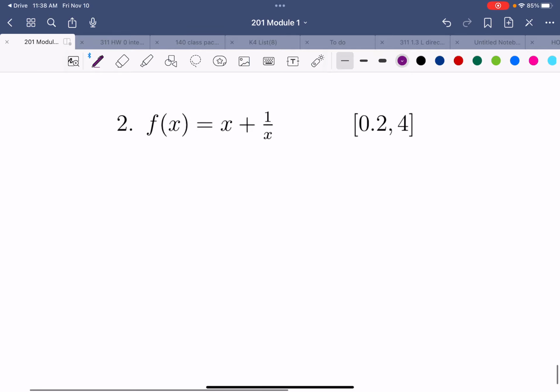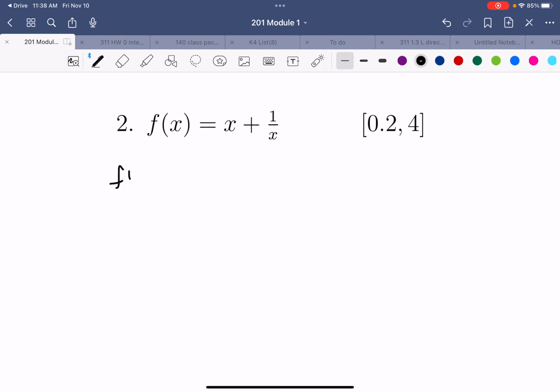Next, we've got x plus 1 over x. All right, let's jump in here and see if we can find our critical points. So this is going to be 1 minus 1 over x squared, right? Because this is x to the negative 1. So its derivative is negative x to the negative 2, or negative 1 over x squared. We're setting this equal to 0.